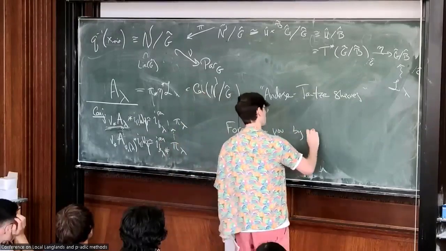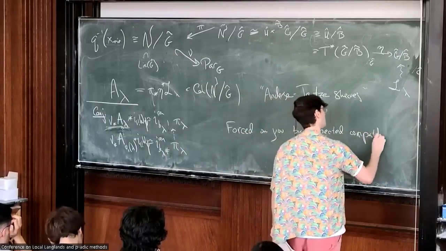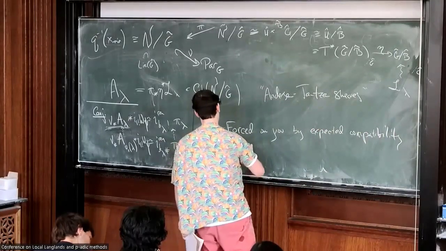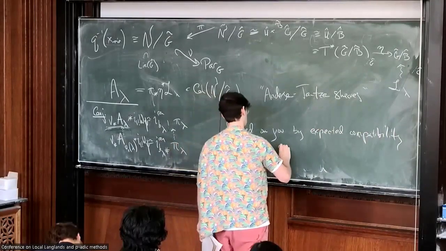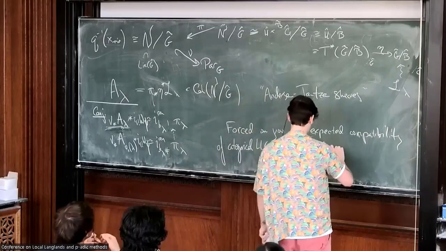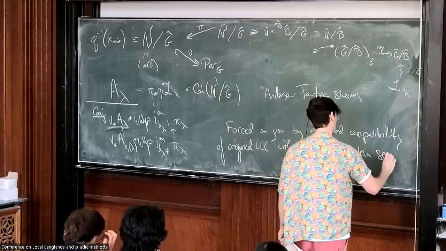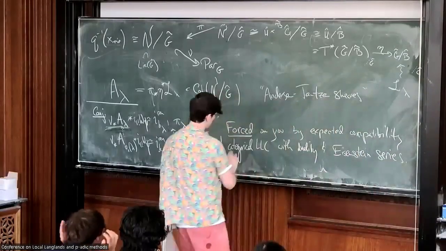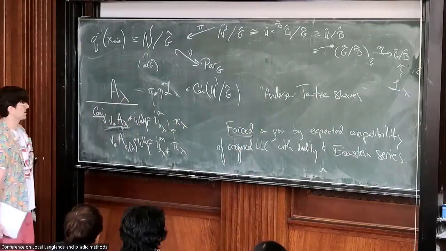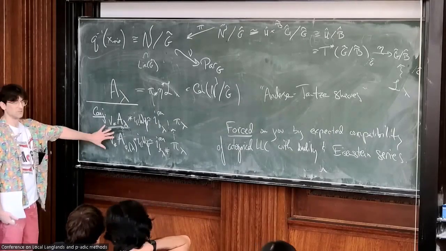on you by the expected compatibility of this categorical local Langlands correspondence with duality and Eisenstein series. So if you somehow believe not only that this conjectural equivalence is true, but that it satisfies various properties, which again are just kind of copied naively from usual geometric Langlands, and you stare at what's going on, you end up seeing that this has to be what's happening.